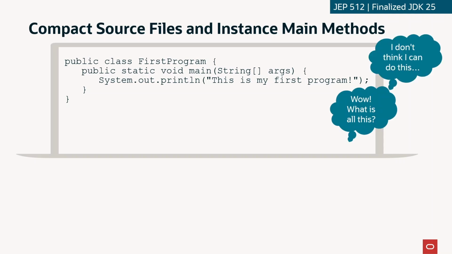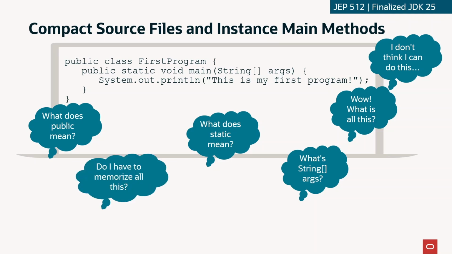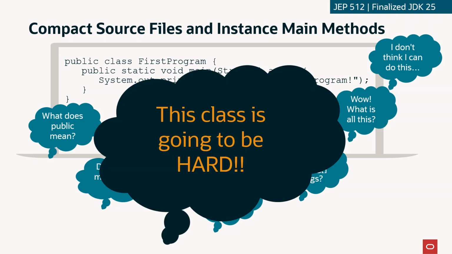Wow, what is all this? I don't think I can do this. What does public mean? What does static mean? What is string with funny brackets and then args? Do I have to memorize all of this? This is a lot. And I think the most disheartening part is that some of them might think this class is going to be hard. And that's all because of a lot of boilerplate code that they don't necessarily need to learn about in the first couple of weeks of school.